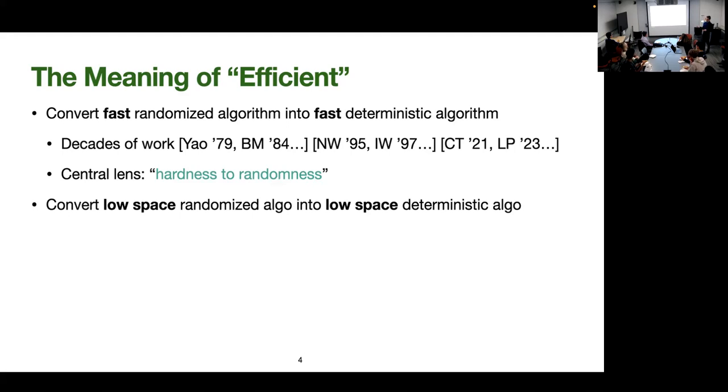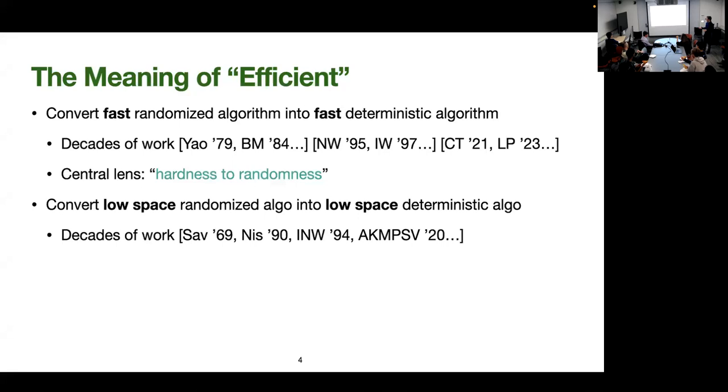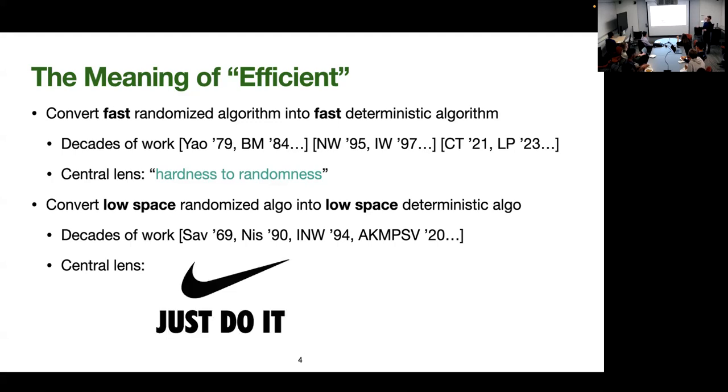But there's a second derandomization goal that is also relevant here, which is we want to convert low space randomized algorithms into deterministic algorithms that also use a low amount of space. Maybe you've heard of the goal of proving RL equals L, the capital letter statement of this. That's what we want to do here. There's also been decades of work on this problem. The central lens on this problem is a little different, but it's been given to us by the slogan of a large multinational corporation headquartered in Oregon, which is just do it. This is a little strange, but I'll explain what I'm talking about here later.